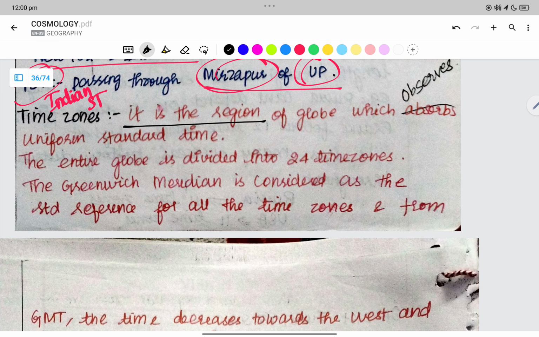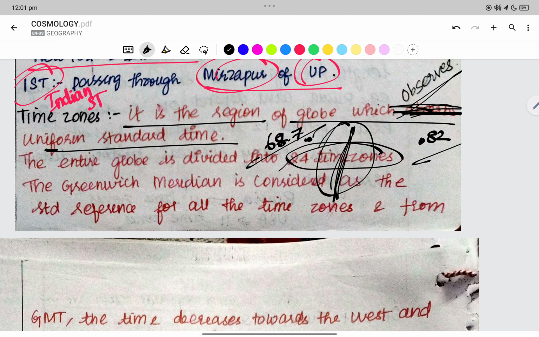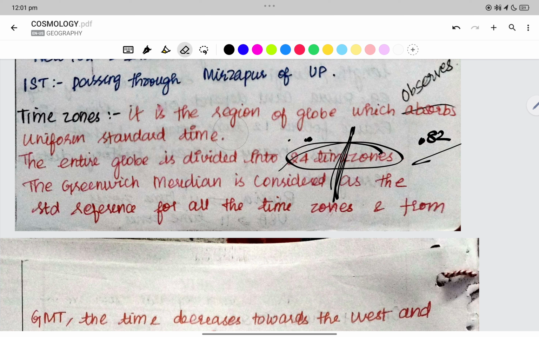A time zone is a region of the globe which observes uniform standard time. In this time zone, we actually do not have uniform sun time. For example, consider 82, which is Mirzapur, whereas 68.7 is Gujarat, right? So here and here there is a time difference, but throughout India we consider there is a uniformity of the time. That is why we have the Indian time zone, Greenwich Mean Time. We have time zones, right?